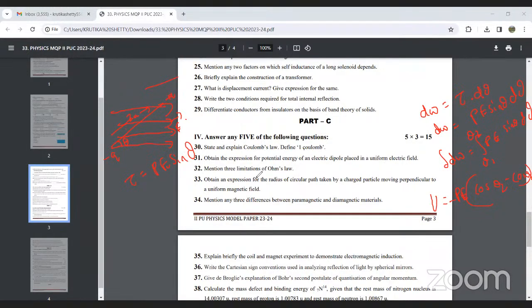Mention the limitations of Ohm's law. So what are the limitations of Ohm's law? For that, the physical conditions must be kept constant. Ohm's law is applicable for ohmic devices. Temperature must be constant. These are the conditions for Ohm's law.